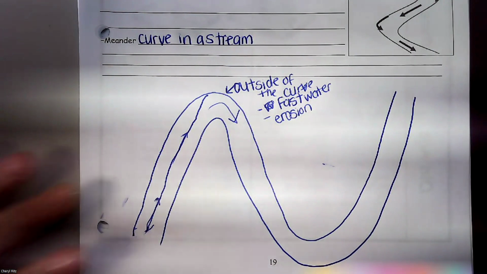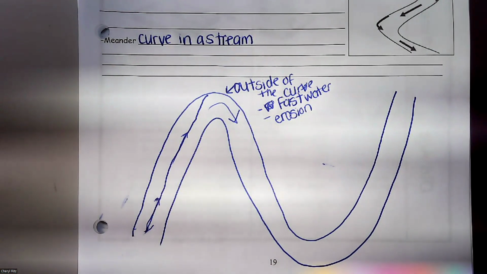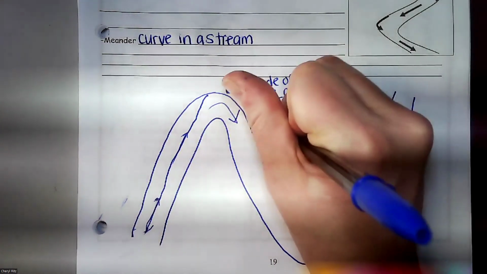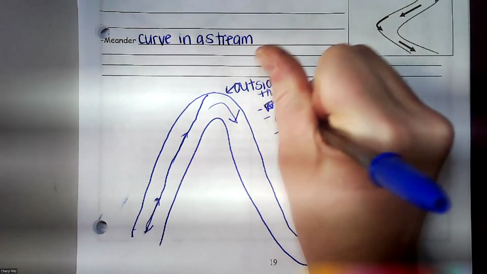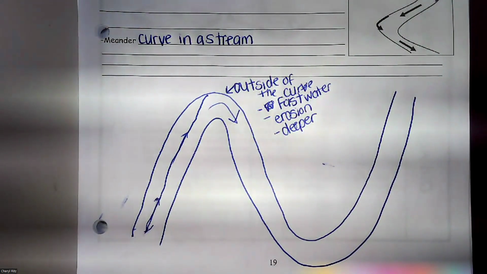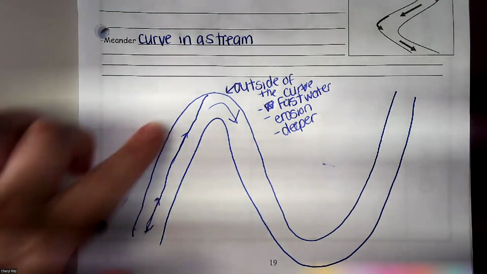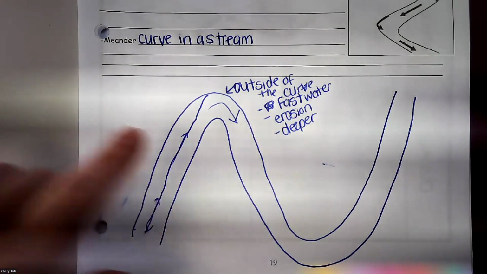Now, because erosion is carrying away the sediments, what do we know about the depth of the river at this location then? If the sediments are getting carried away, it's getting deeper. So on the outside, the water's going faster, causing more erosion, causing sediments to get carried away. So that's the outside of a curve.